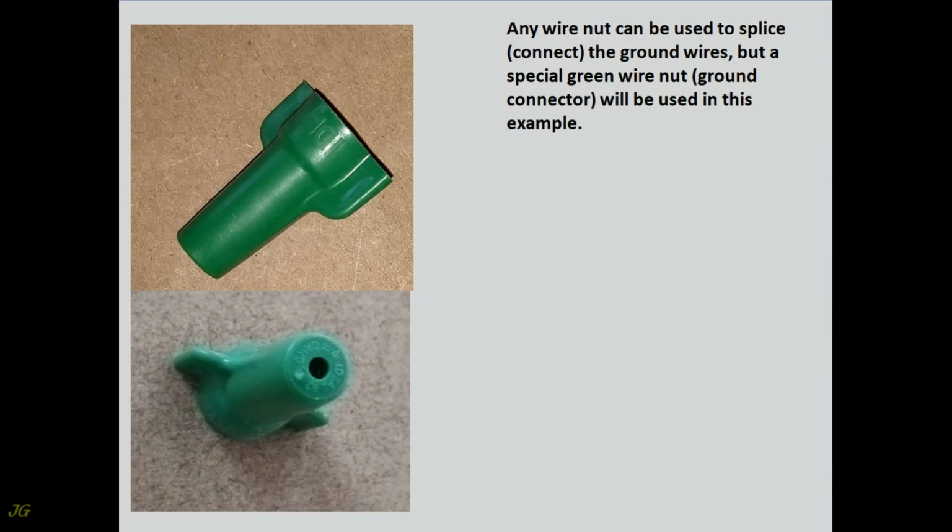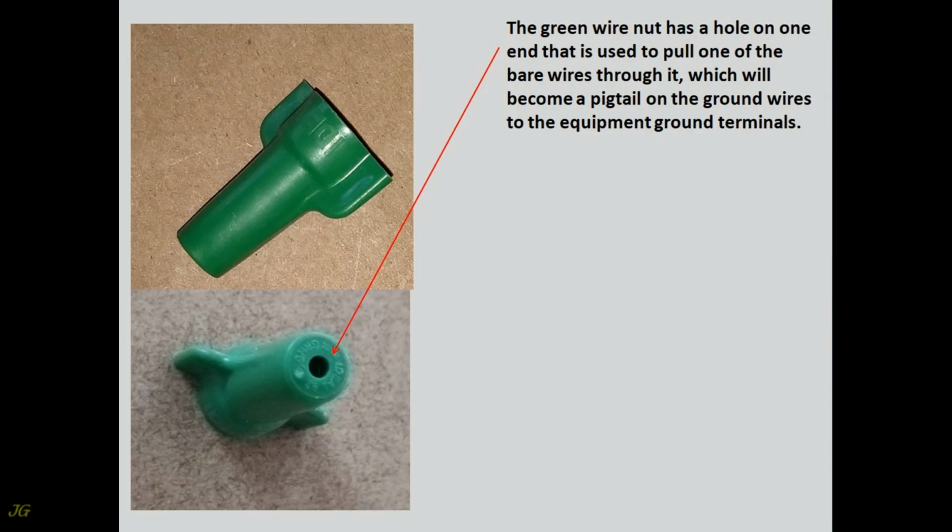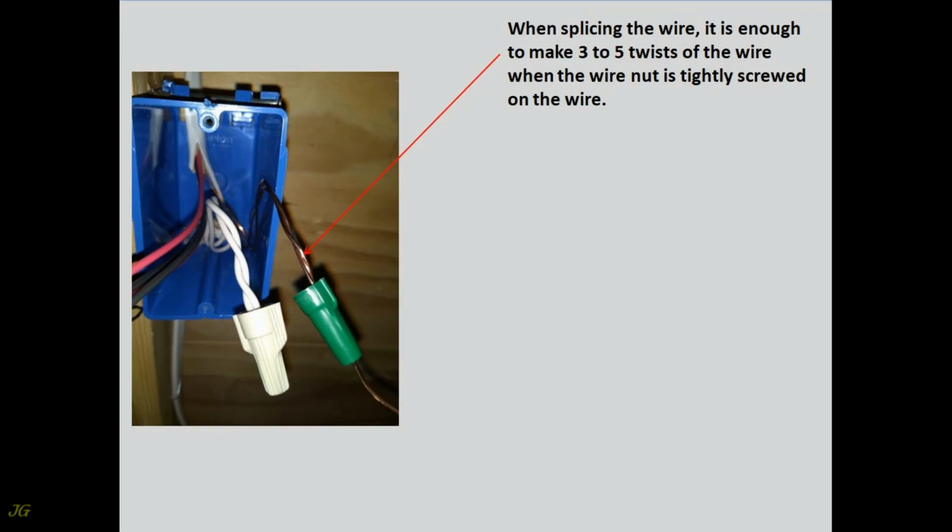Any wire nut can be used to splice, connect, the ground wires, but a special green wire nut, ground connector, will be used in this example. The green wire nut has a hole on one end that is used to pull one of the bare wires through it, which will become a pigtail on the ground wires to the equipment ground terminals. When splicing the wire, it is enough to make 3 to 5 twists of the wire when the wire nut is tightly screwed on the wire.